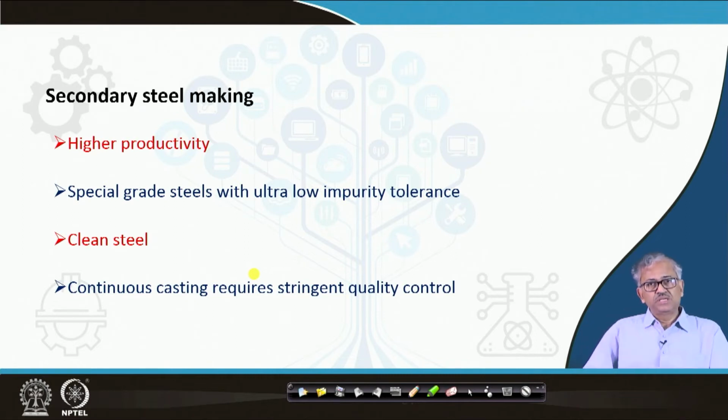So these are basically the reasons which have given rise to secondary steel making, because in primary steel making you cannot do this. You cannot make a clean steel with very little impurity, and making steel suitable for continuous casting is very difficult, so you have to take the help of secondary processing of steel in the ladle, that is called secondary steel making.